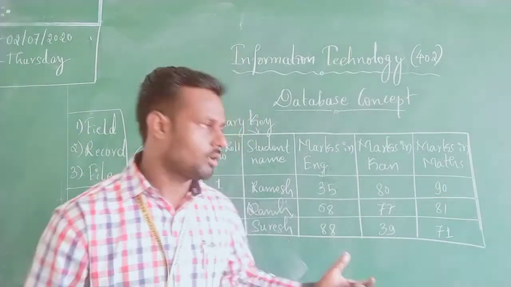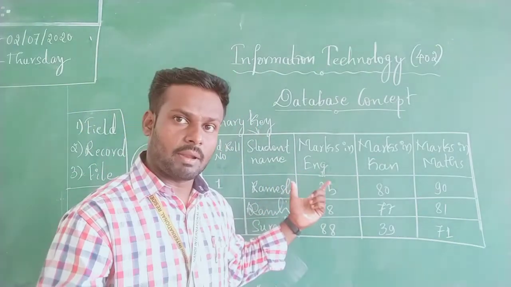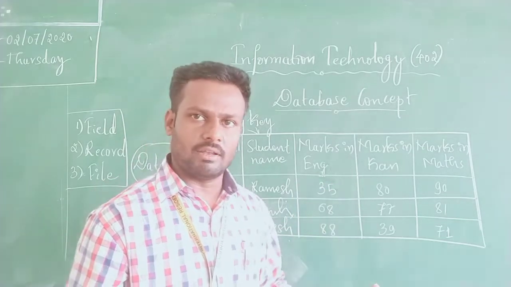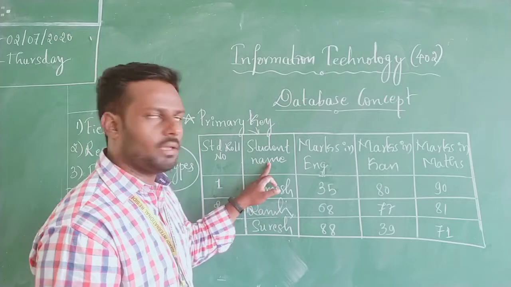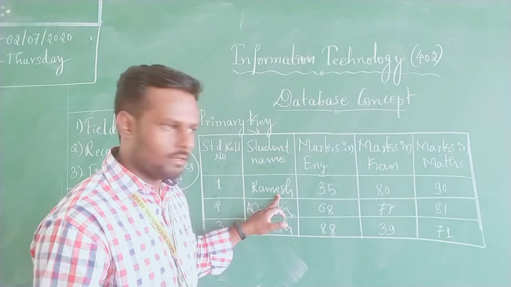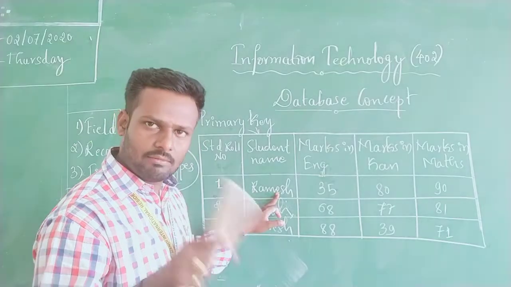It will not be accepted. Why? Because by the concept of a primary key, it should not take duplicate values and it should not take null values, right? So if I make student name the primary key and two students have the same name, then only the first roll number will have the name Ramesh.